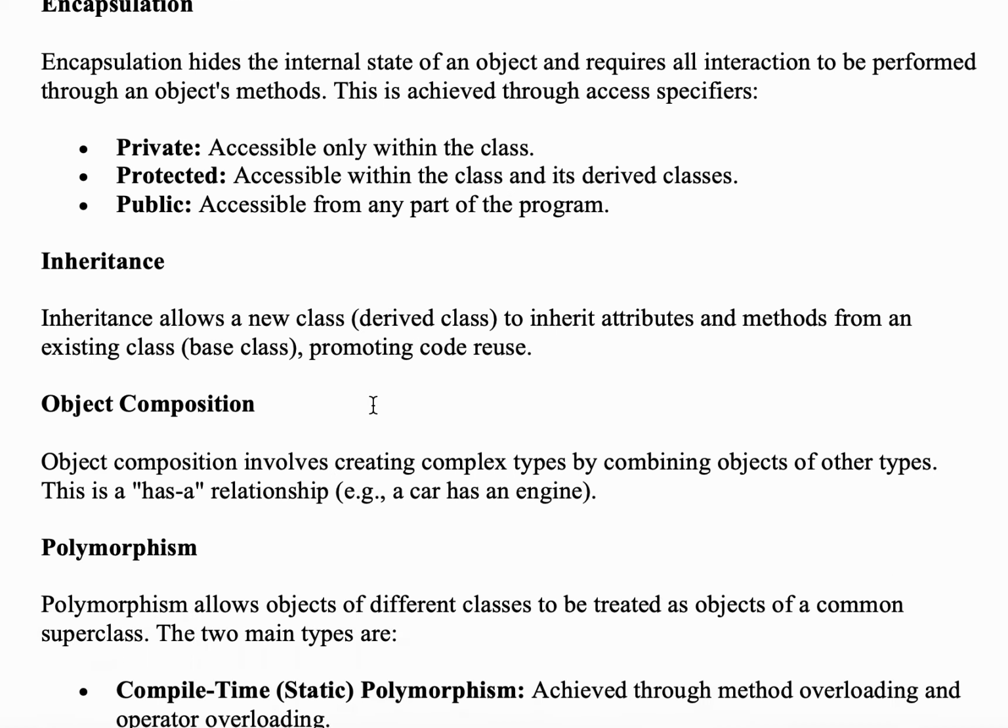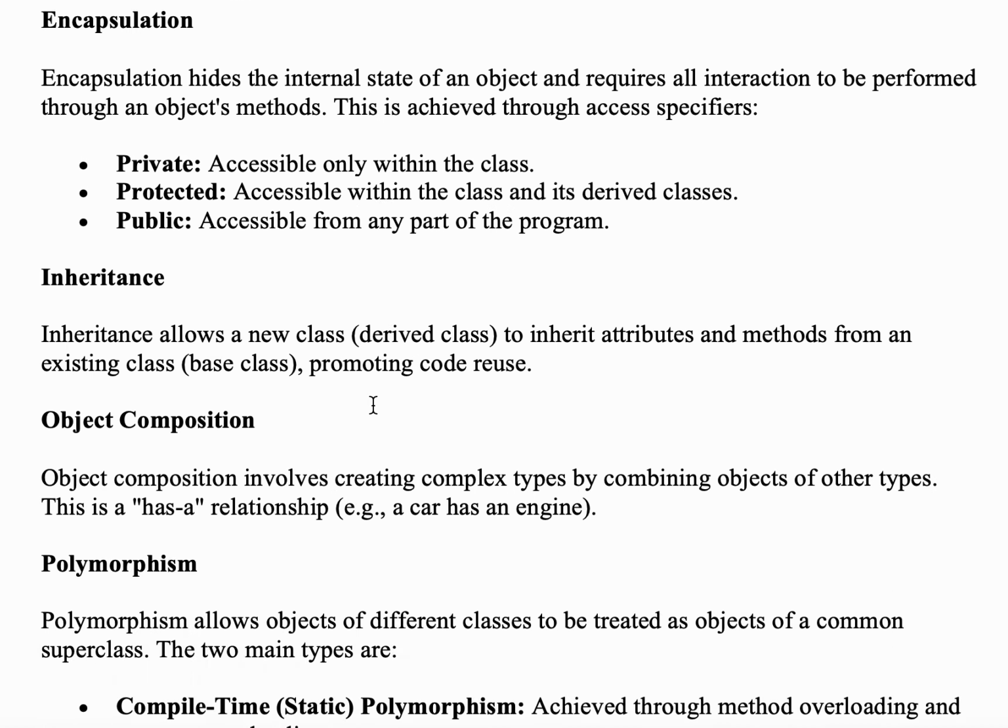Encapsulation is the first characteristic. Encapsulation means hiding the internal state of an object and requiring all interaction to be performed through an object's methods. Directly, one object cannot call another object's data. It has to call through the object's method. This is achieved through access specifiers, for example private, protected, and public.